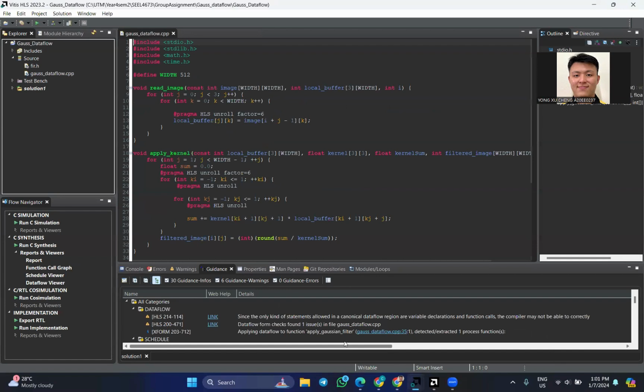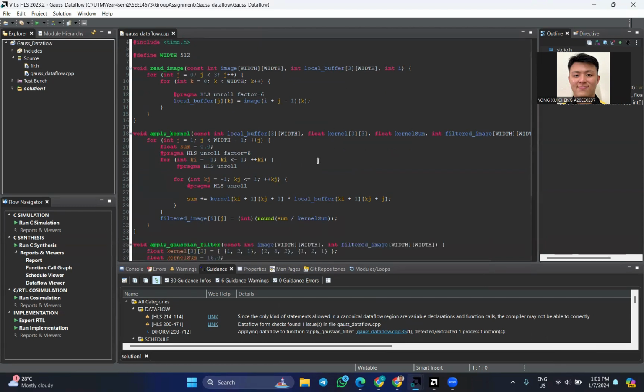The second method is that we introduce the unrolling factor, which we set to 6. The factor of 6 means it will process 6 different elements at the same time. For example, we have local buffer J0, J1 until J6, and it will load the image from, for example, I0 until I6. So it will perform six multiplications in 1 clock cycle.